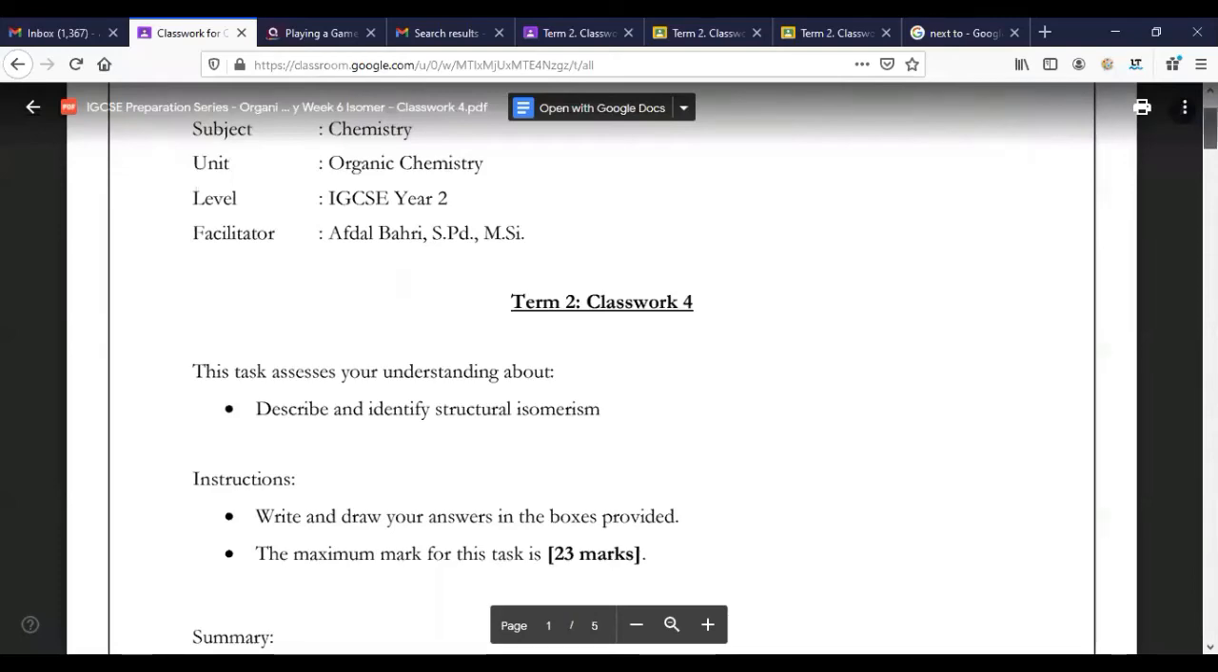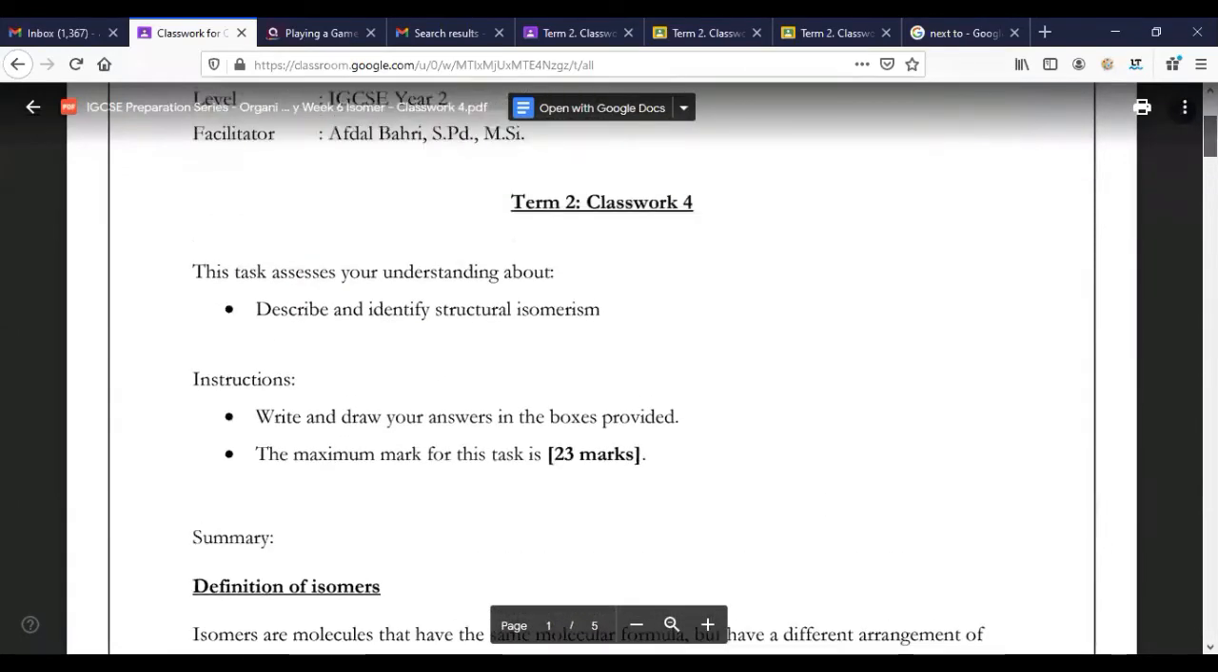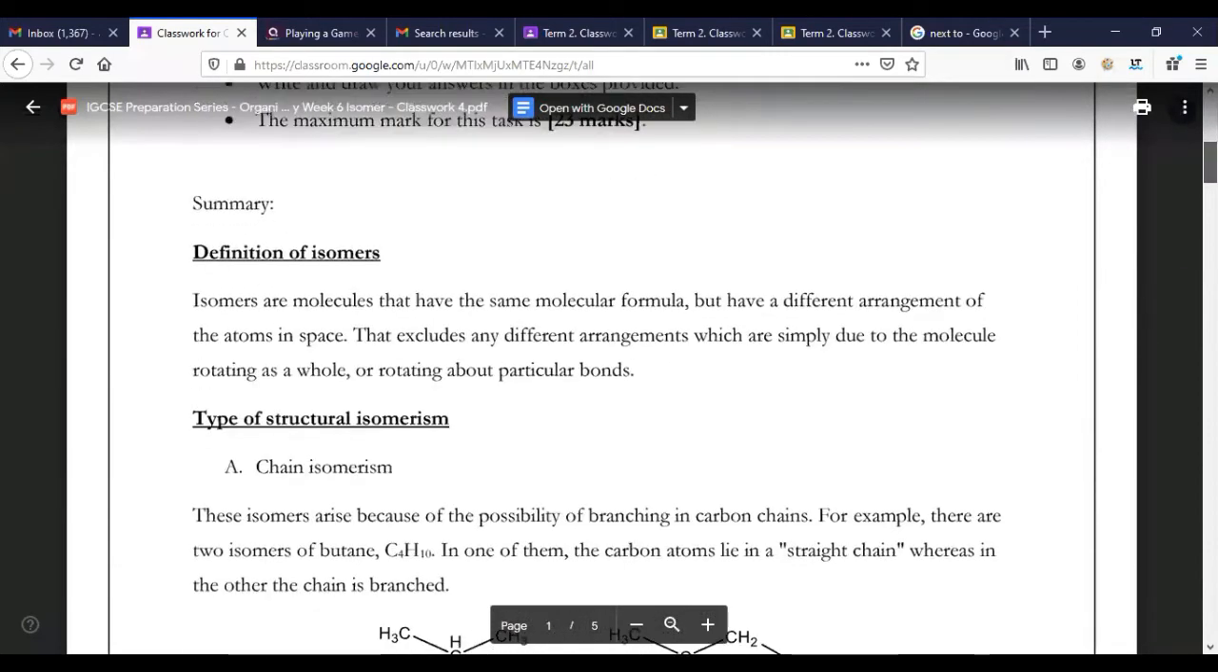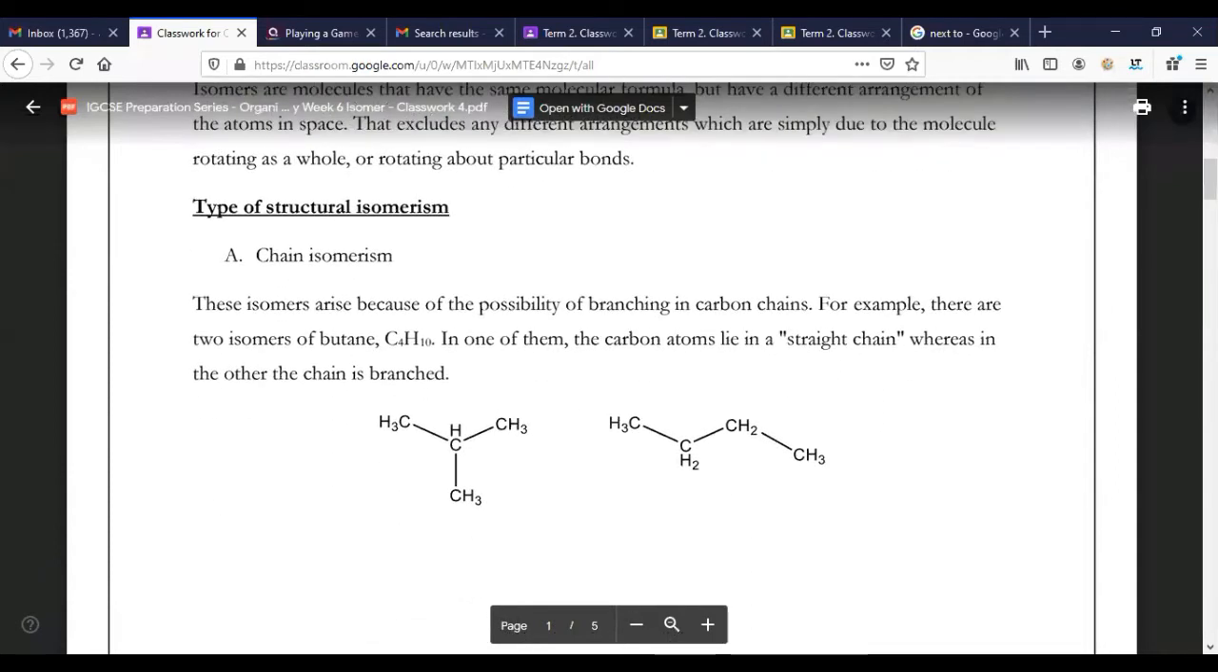Classwork, I'm going to explain it. So this classwork is about structural isomerism. For structural isomerism, there are three types that you need to know. Number one is chain isomerism. What does it mean by chain isomerism here? This isomer arises because of the possibility of branching in the carbon chain.